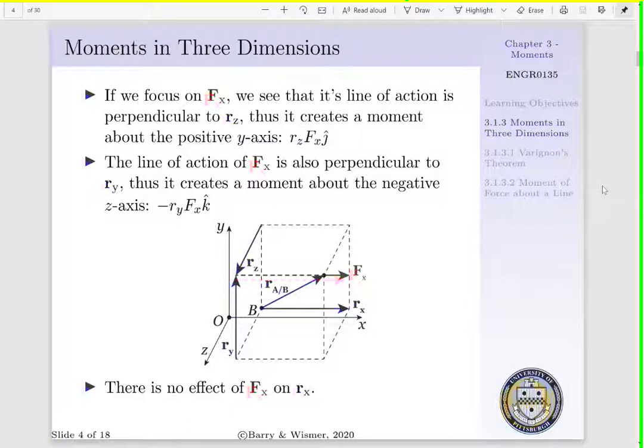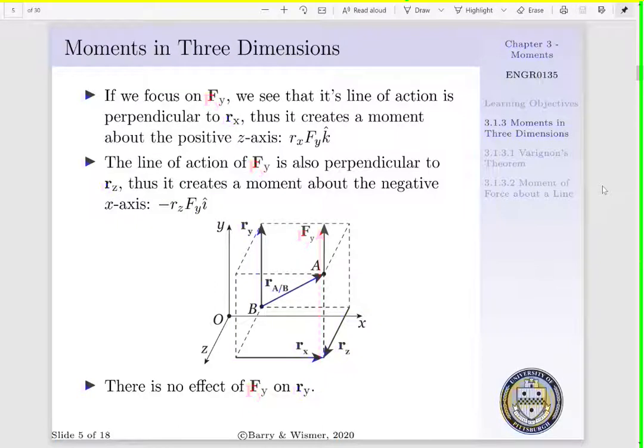And this moment can be defined as r sub z, f sub x, in the j hat direction. Now additionally, the line of action of f sub x is also perpendicular to r sub y, the y component of our moment arm. And using the right-hand rule, we see this creates a moment about our negative z-axis. And this moment can be expressed as r sub y, f sub x, k hat, quantity negative. We see that f sub x does not act on r sub x since they are parallel to one another.